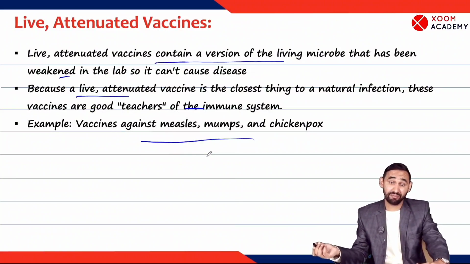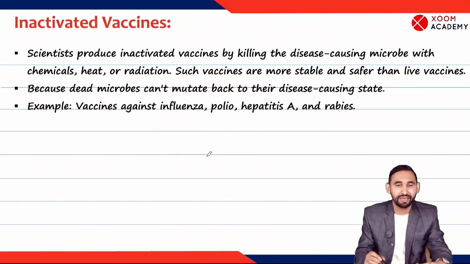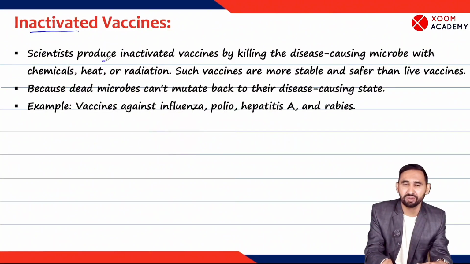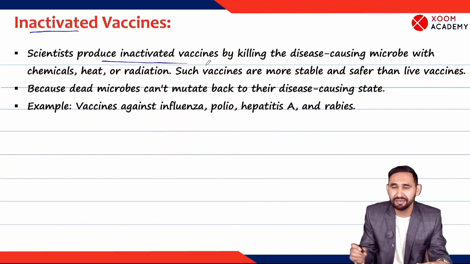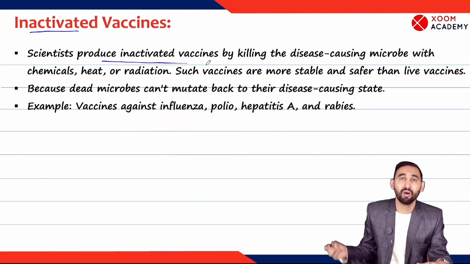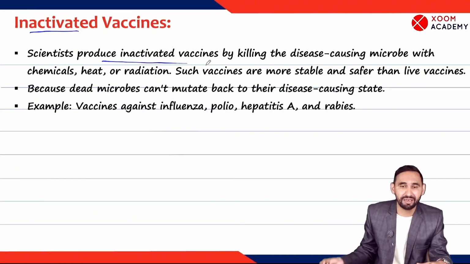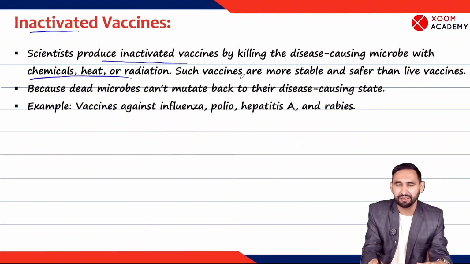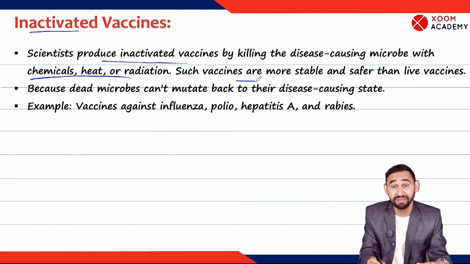Chickenpox vaccine is live, so it resembles the natural organism. What are inactivated vaccines? In certain circumstances, scientists need to produce inactivated vaccines. They kill the disease-causing microbe. How is it killed? By use of chemicals, by heat, by use of radiation. Such vaccines are more stable and safer than live vaccines.